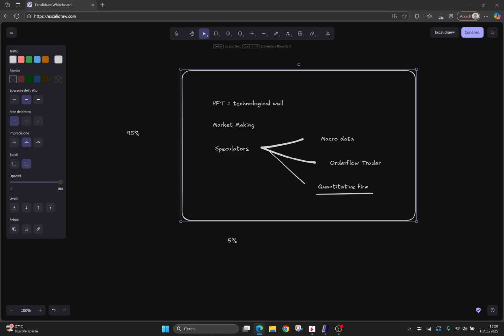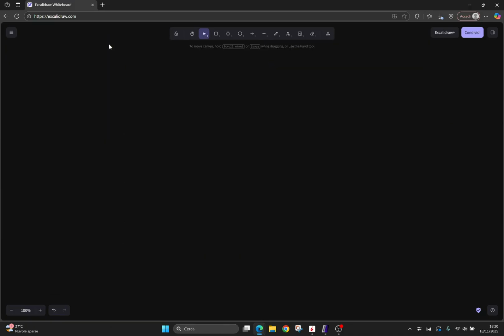As a starting point. Now that we understood who is participating in this market, we need to go into the nature of the market. What's the nature of the market and how the market moves.